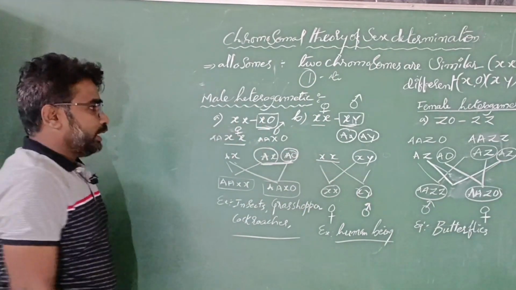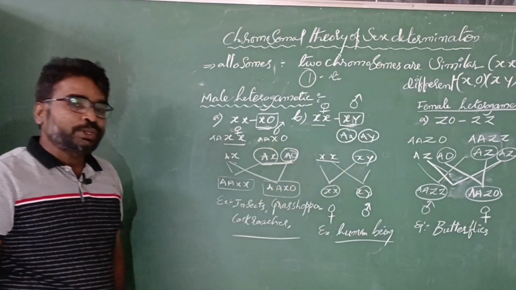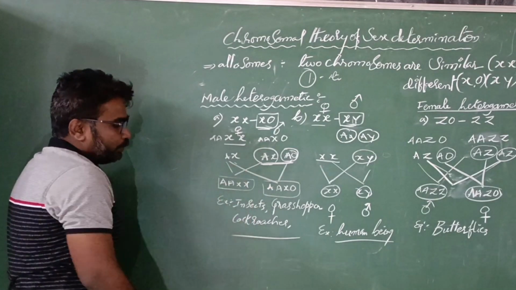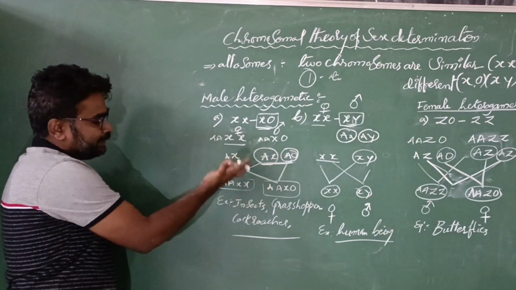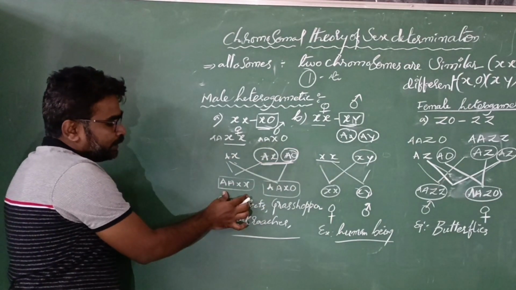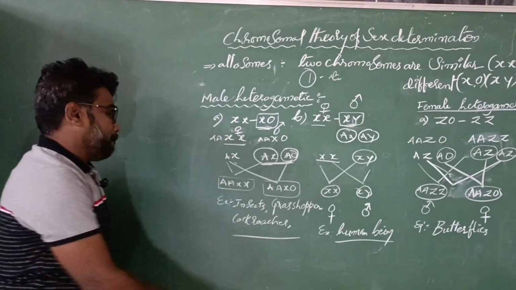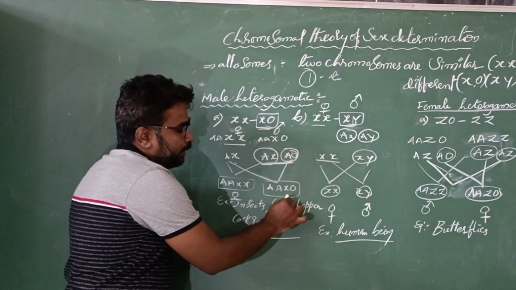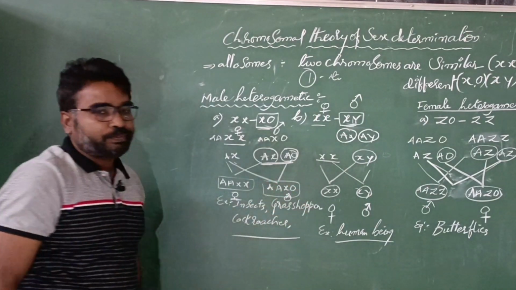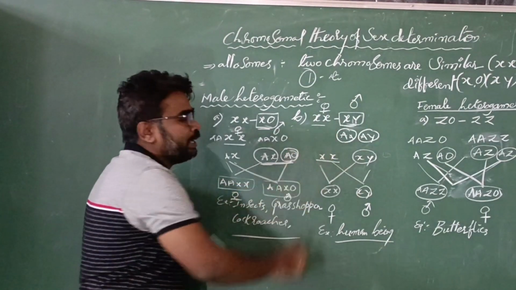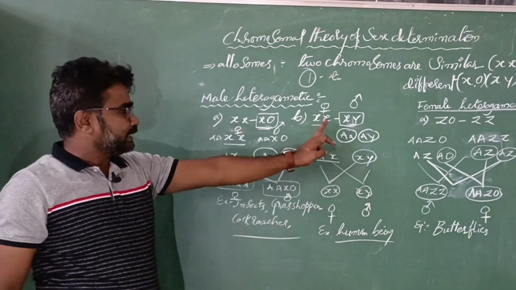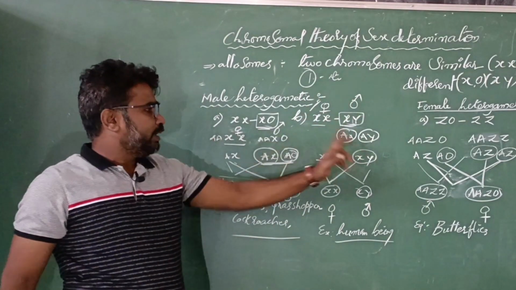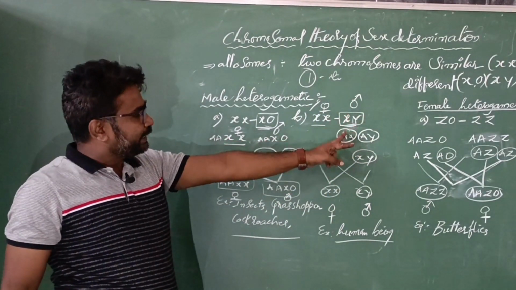XX, XO. XX, XY in human. Okay, look here. Here the gametes are produced. For example, already we can see here XX, if we fuse here, that is the female. XO, it is male one. Like that in human beings also, XX, these are female ones, and XY is male one.